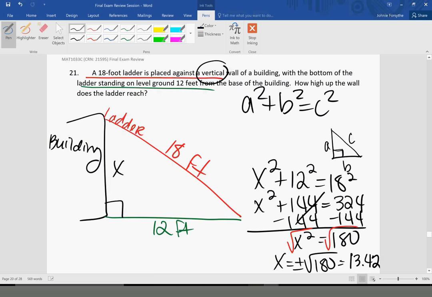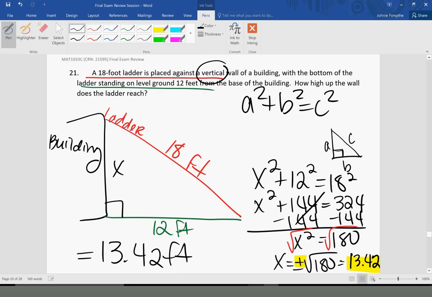But I said plus or minus. But we're talking about the height of a wall. So we don't want the negative value. We just want the positive value. So the answer will be 13.42 feet. And I believe the problem tells you how to round. So just follow however they tell you to round when you're doing the problem.